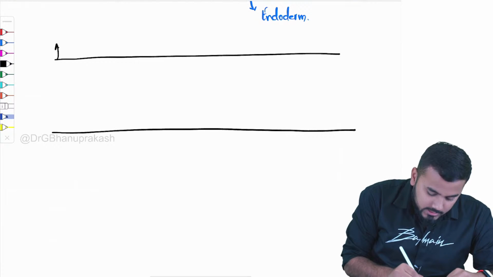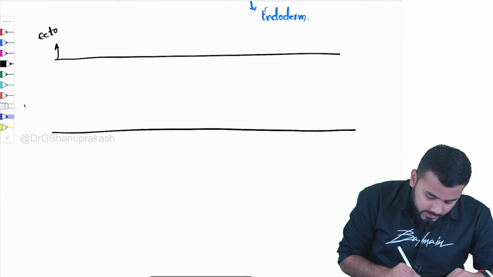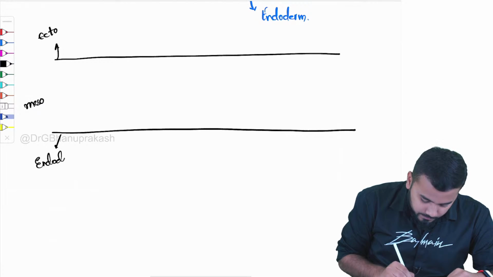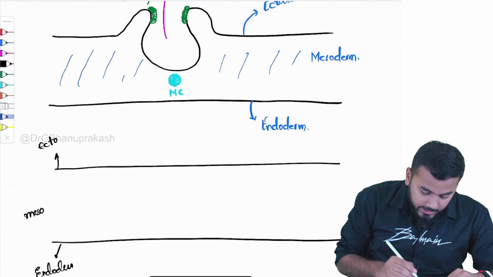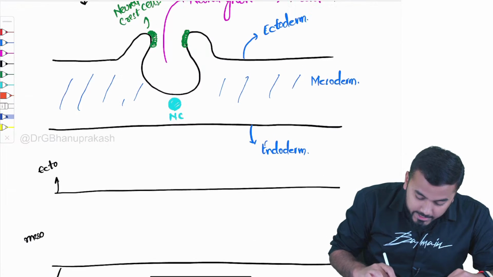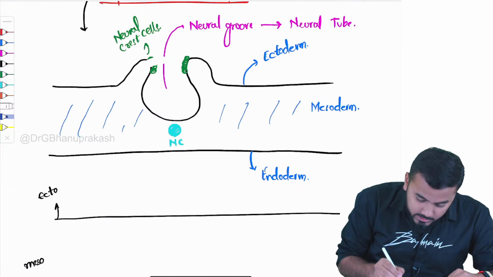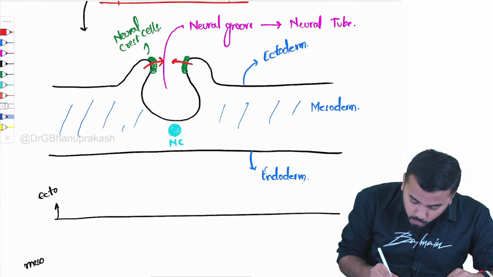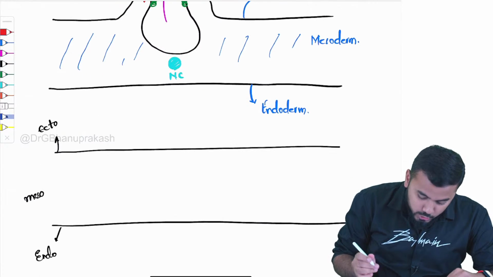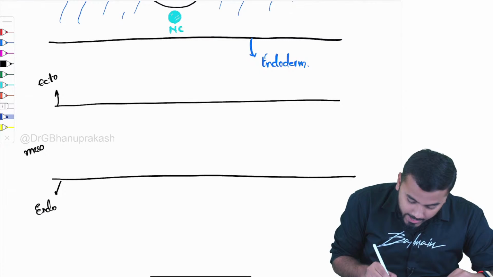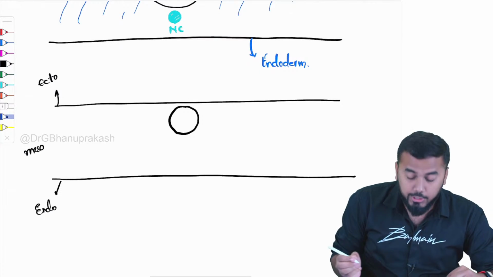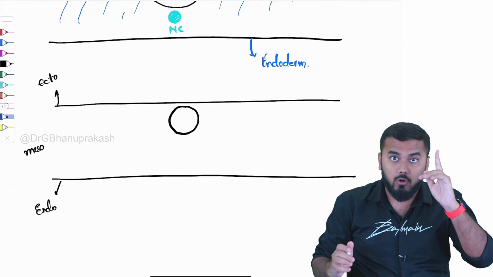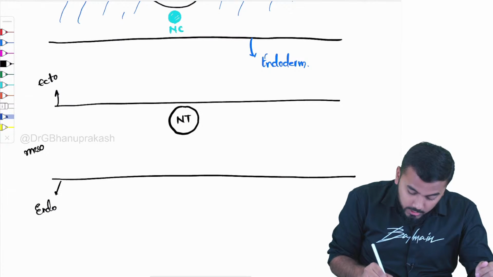All of you know this is ectoderm, this is mesoderm, and this one is endoderm. So what I was telling you is that these both edges, look here very carefully, these both edges come together. Once they come together, they join and form what is called the neural tube. Neural groove will join together to form neural tube, as I have already told, right? So this is neural tube.